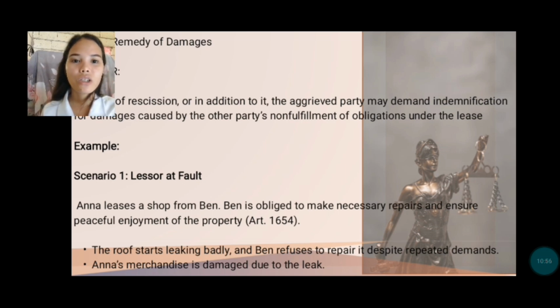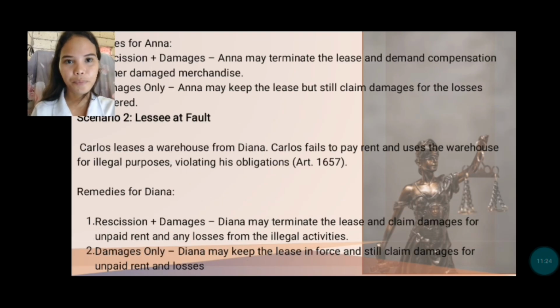Example. Scenario 1. Lessor at fault. Anna leases a shop from Ben. Ben is obliged to make necessary repairs and ensure peaceful enjoyment of the property. In Article 1654, the roof starts leaking badly and Ben refuses to repair it despite repeated demand. Anna's merchandise is damaged due to the leak. Remedies for Anna: rescission plus damages. Anna may terminate the lease and demand compensation for her damaged merchandise. Number 2, if damages only, Anna may keep the lease but still claim damages for the losses suffered.